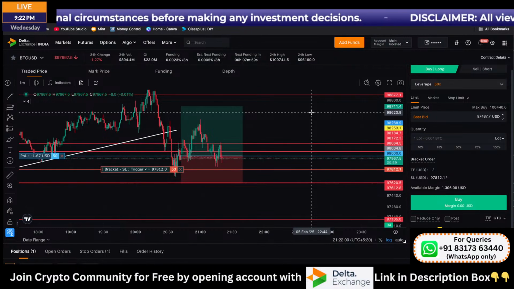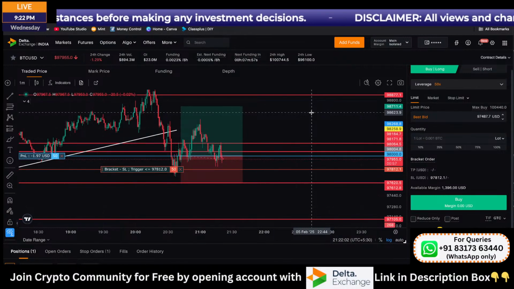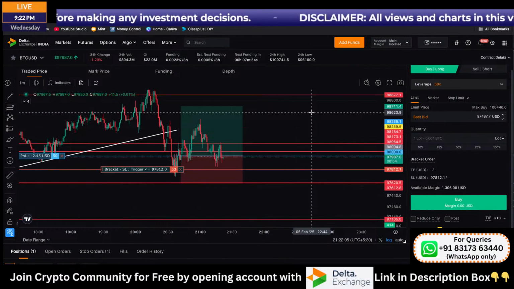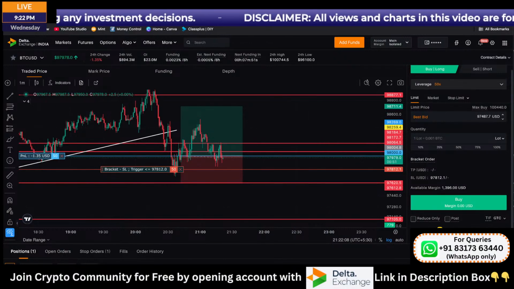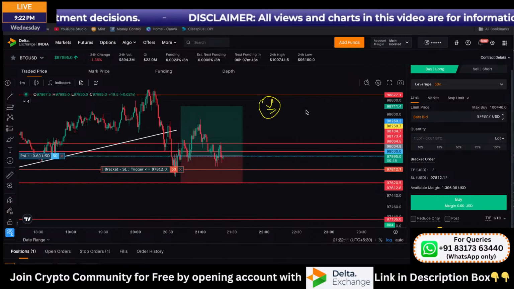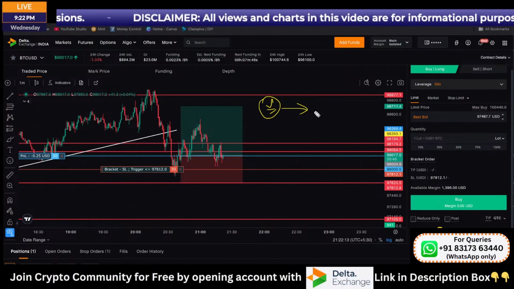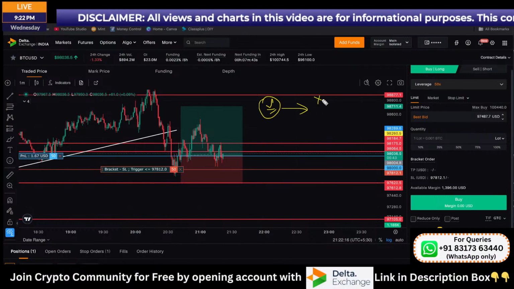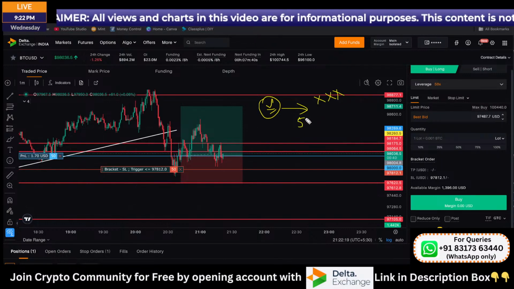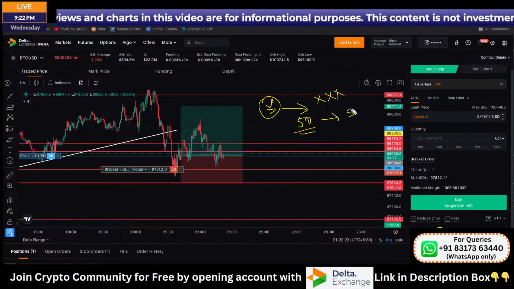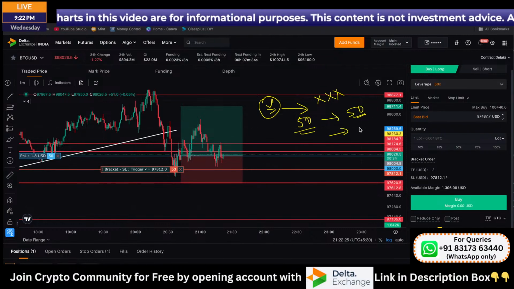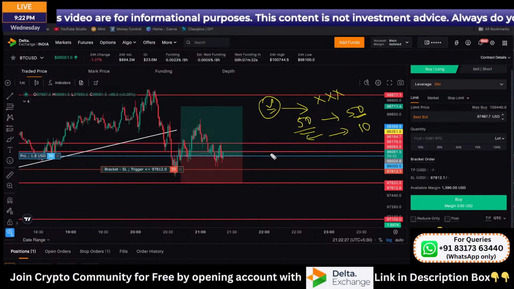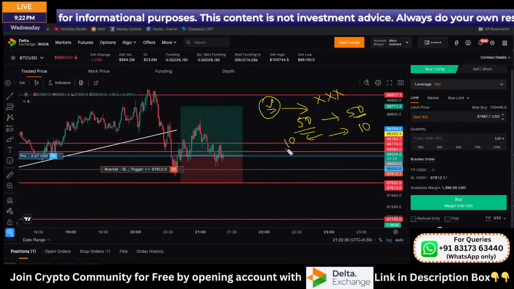How can we fix the target and SL best ratio that is good for beginners? See, at the beginning stage, definitely your success rate might be low, but what you need to understand is you don't have to be right in the market all the time. 50% of the time you are successful, 50% you are a failure, but every time you're losing 10 points and every time you're gaining 20 points. That means what is the risk reward? It is 1 is to 2. For every 10 rupees you're risking, you're making 20 rupees.